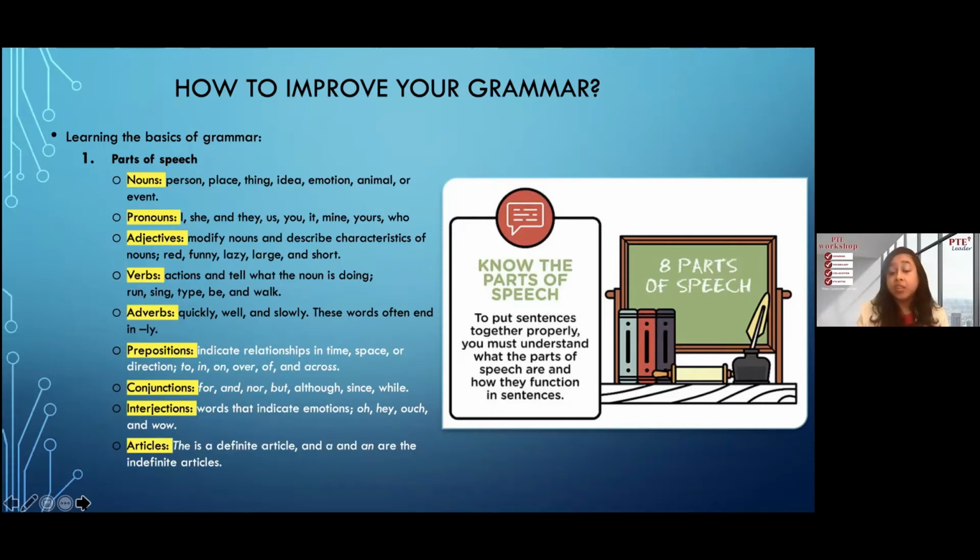So if a word is beginning with a vowel, we use an. If a consonant, then a. Also, this is important for some kind of fill in the blank questions.